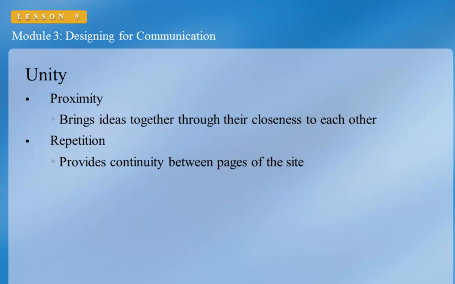Okay, unity, we talk about proximity, which we talked about before, but you bring ideas together by the closeness they are to each other. And this is seen on a lot of shopping websites, and like that Nike website we looked at. Repetition provides continuity between the pages of the site. So if you always know where the navigation is, it's easy to navigate the site, and you get used to looking for things in the same spot.